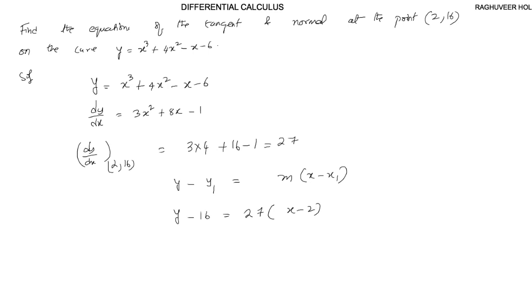And the slope of the normal is minus 1 by 27. So the equation of the normal to 2, 16 is y minus 16 is equal to minus 1 by 27 into x minus 2, which gives x plus 27y equal to 434.